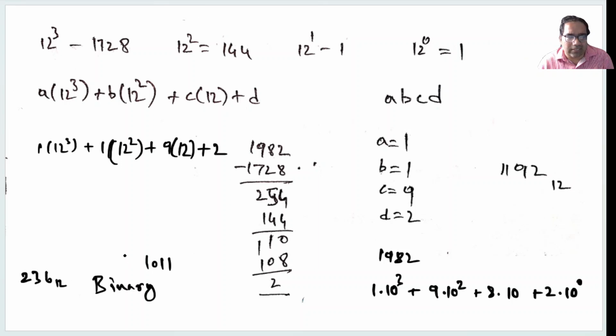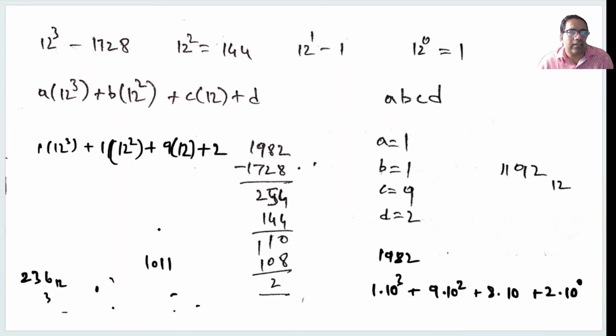This is binary notation. Binary notation is 1 into 1, plus 2 into 1, plus 2 square into 0, plus 2 cube into 1. So that is 1, 0, 1, 1. This is binary notation.